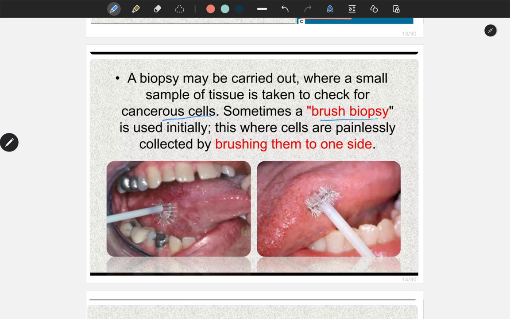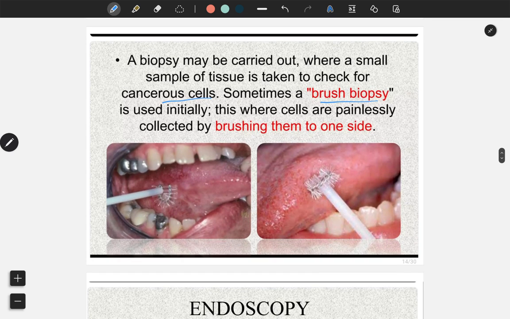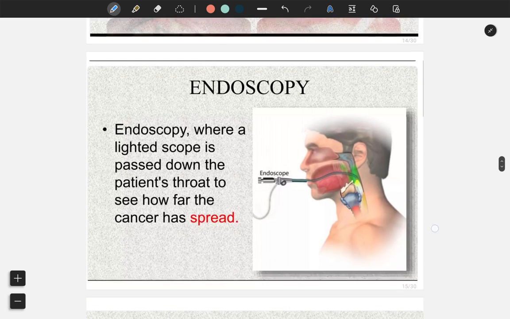Sometimes a brush biopsy. With the help of the brush, we can take the tissues or abrade a tissue in that area, and we can send this biopsy to the laboratory for further investigations. These cells are painlessly collected by brushing them to one side. So this may be for the initial stages, but incisional biopsy is the proper test.